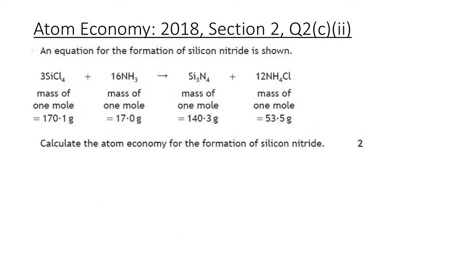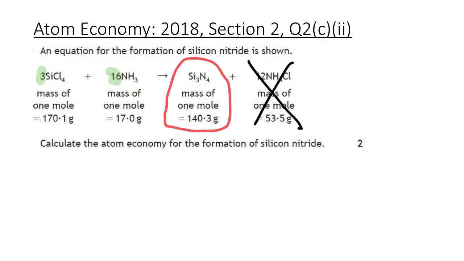Another example, we've been asked to find the atom economy for silicon nitride. We are not interested in the other product. When you're looking at this yourself, remember these coefficients. They are really important. So no coefficient there, so it's just 1. But the other two, we've got 3, we've got 16. That means we're doing 16 times everything here. 3 times everything here. Again, as in the last one, they've given us gram formula masses to work with.